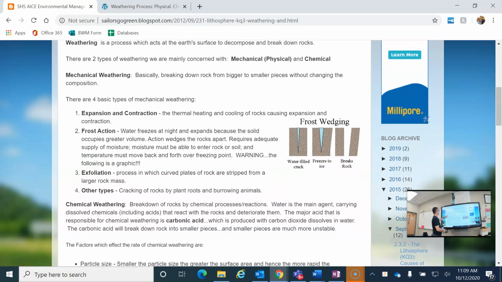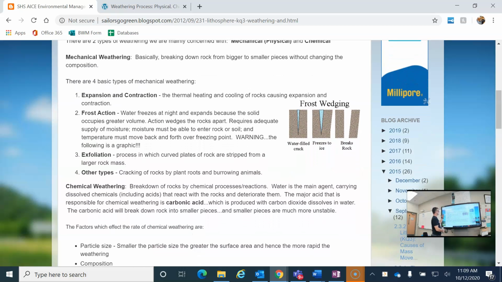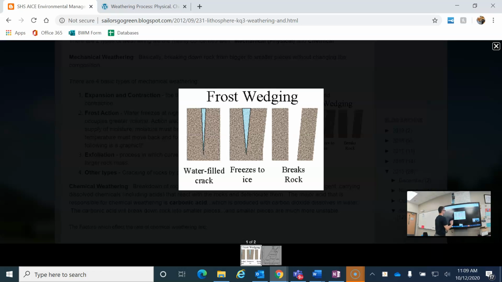So mechanical weathering, breaking down rock from bigger to smaller pieces. Four basic types we've got here. We've got expansion and contraction. So that's where basically you have temperature change. The temperature change, the heating, the cooling, that can break the rock down, causing expansion and contraction of the rock. Frost action, you can see right here. It's called frost wedging, all right, or frost action.